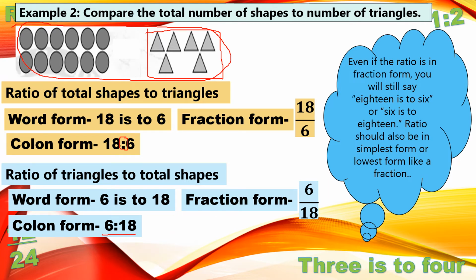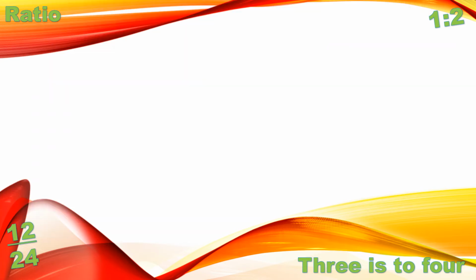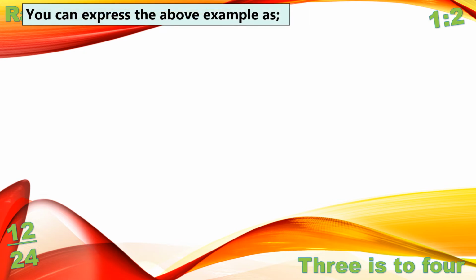Ratio should also be in simplest form or lowest form, like a fraction. You can express the above example as 18:6 or 18/6. So, paano nga ang pagkuha ng lowest term? So, by finding the GCF. So, what is the GCF of 18 and 6?